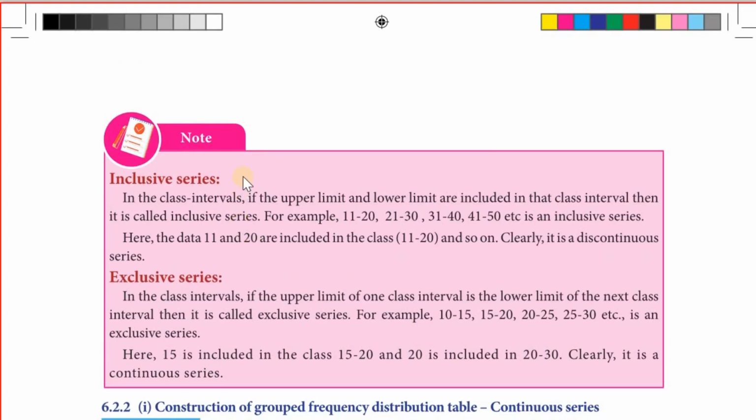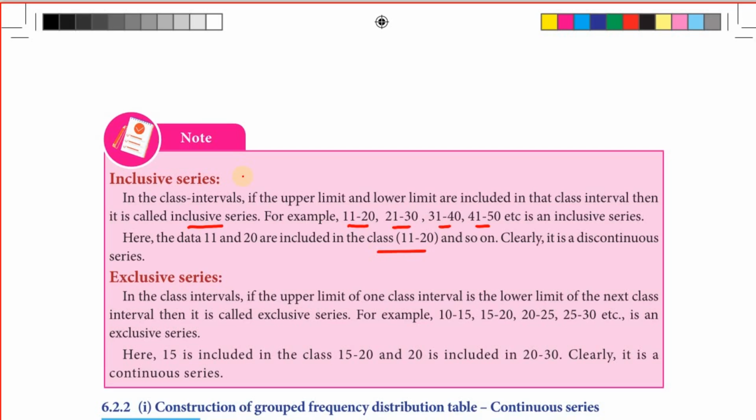Now, let me talk about this inclusive and exclusive series. In the class interval, if the upper limit and the lower limit are included in the class interval, then it is called inclusive series. What does it mean? For example, 11 to 20, 21 to 30, 31 to 40 and so on, this is an inclusive series. Why? Because in this class, both 11 and 20 are included. See, the data 11 and 20 are included in the class 11 to 20.